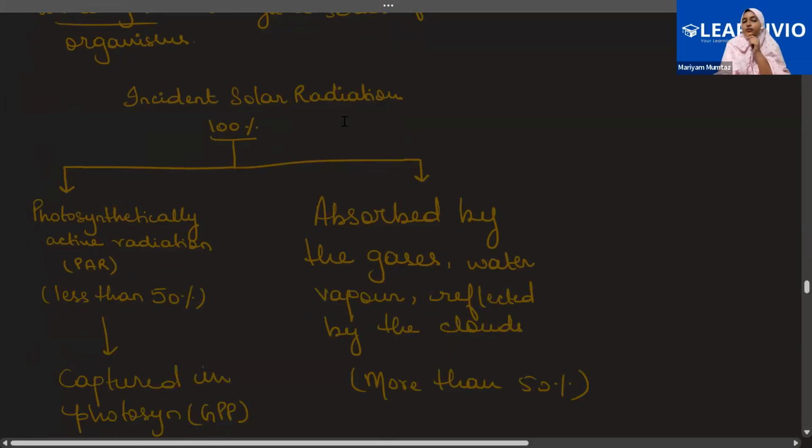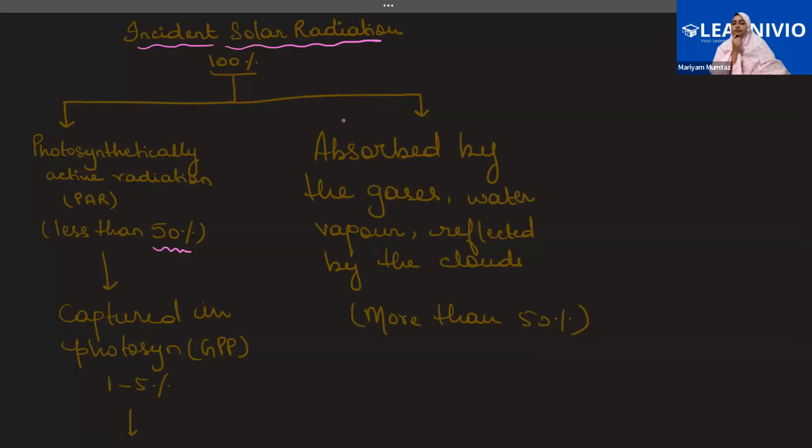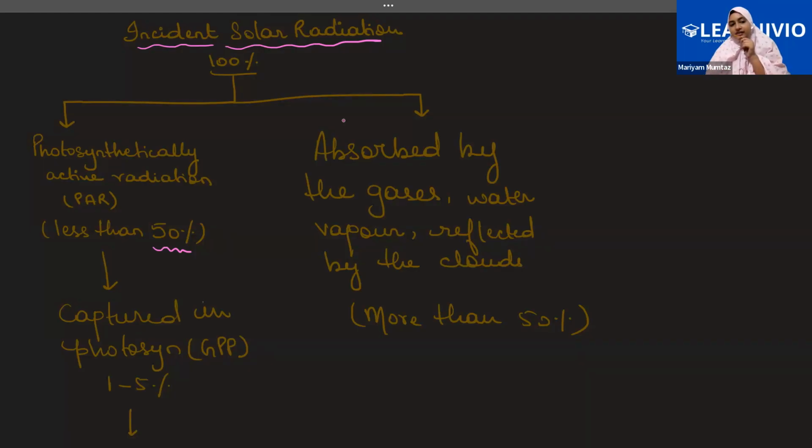Now, the incident solar radiation, meaning the sun rays that come to us, is 100%. Out of this 100%, 50%, or you can say less than 50%, is absorbed by the plants for photosynthesis. Now, the plants do not take up all of the solar energy. They don't utilize that much. Rather, they use less than 50% of it. Less than 50% of the incident solar radiation is the photosynthetically active radiation.